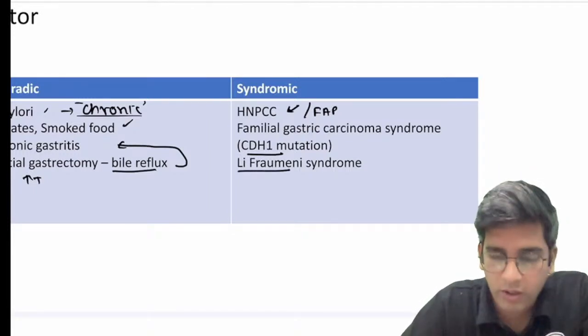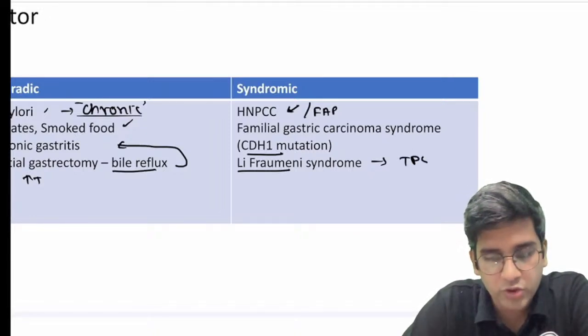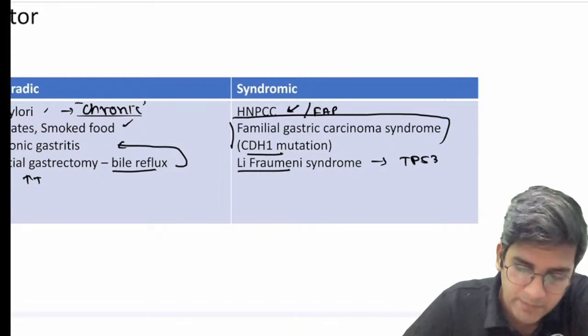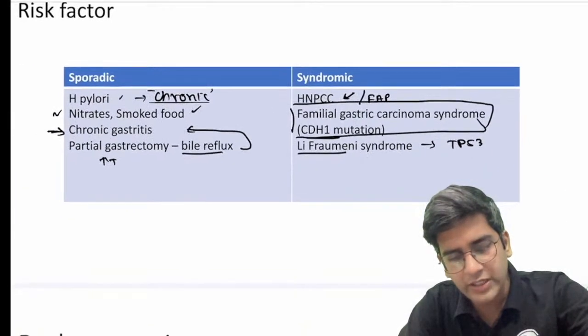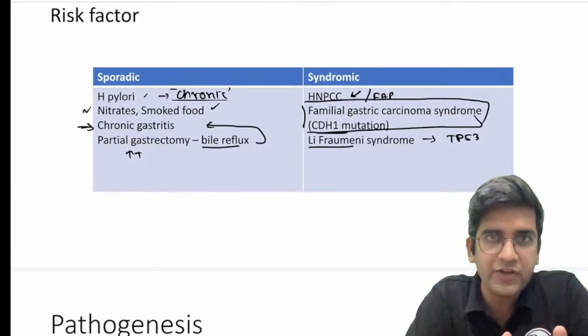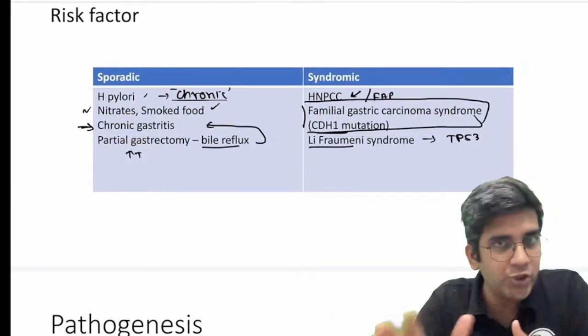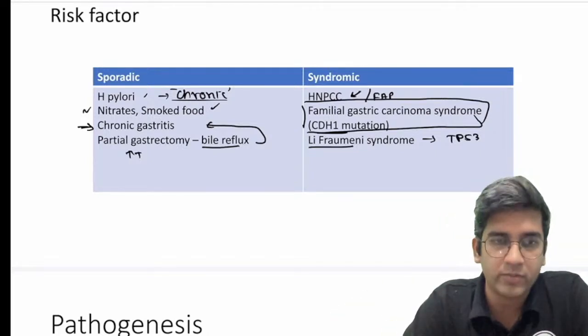Li-Fraumeni syndrome, what mutation? Li-Fraumeni syndrome is due to TP53 mutation, which also can increase the risk of stomach carcinoma, right? But the most important thing here is the CDH1 mutation, right? That's the most important thing here. So now we know a little bit about the etiology. We know about the sporadic, we know about the syndromic as well, right? Li-Fraumeni is not the retinoblastoma syndrome. It's P53, which is Li-Fraumeni syndrome, fine?